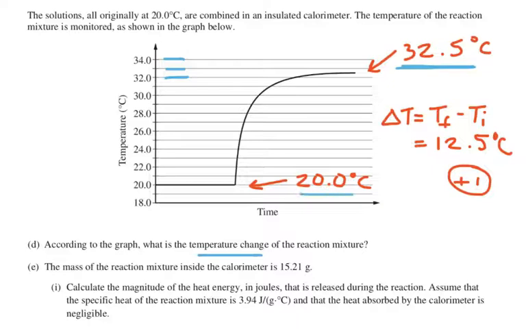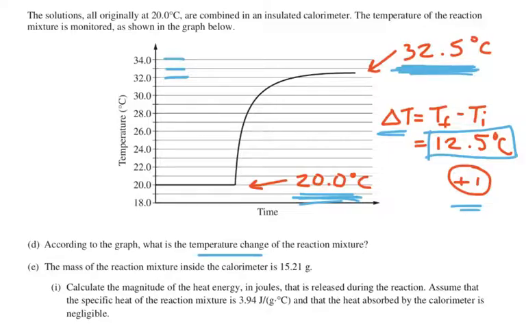And this one is pretty easy to see, that's 20.0 degrees Celsius. So whenever we do a delta, it's always final minus initial. So it's 32.5 minus 20. So that's going to give us the answer here of 12.5 degrees. So final minus initial, the delta T is 12.5 degrees, and that's worth 1 point.